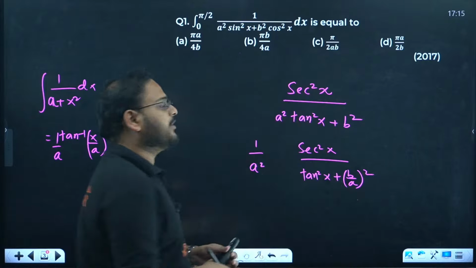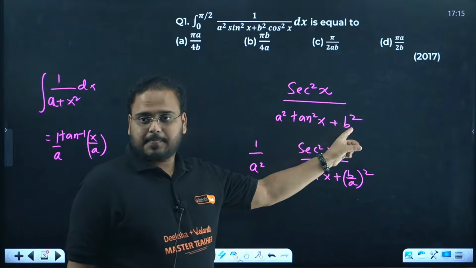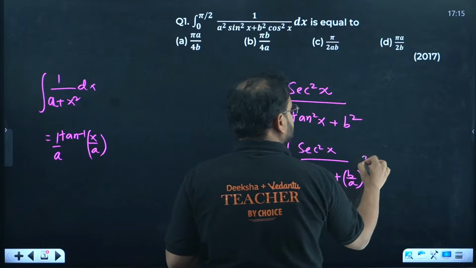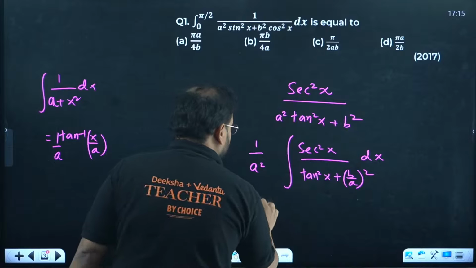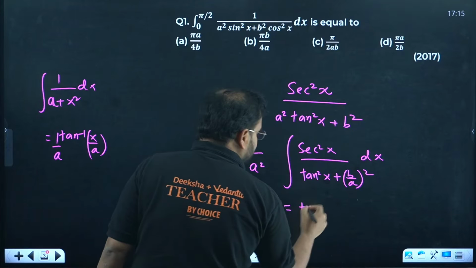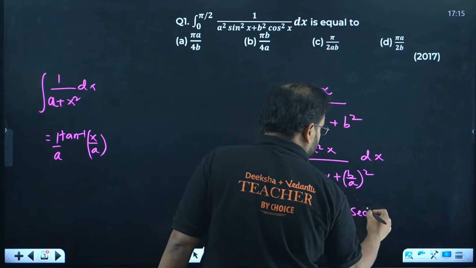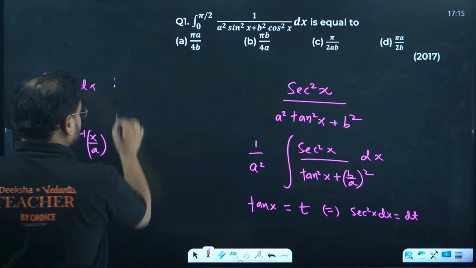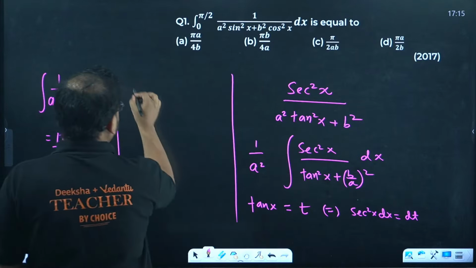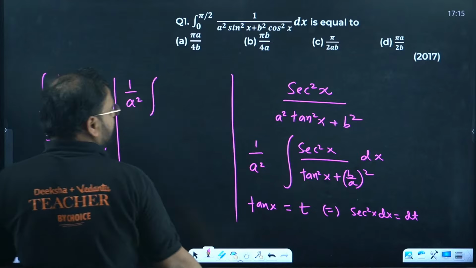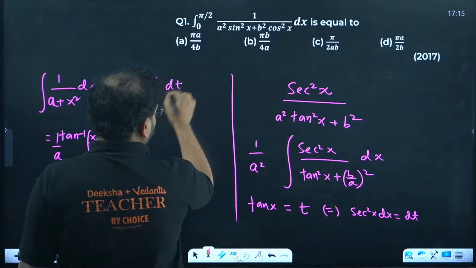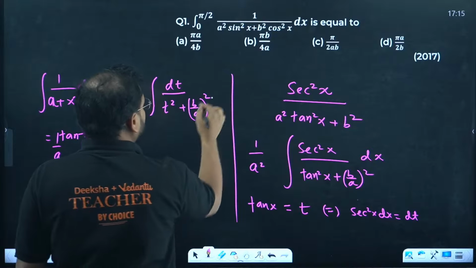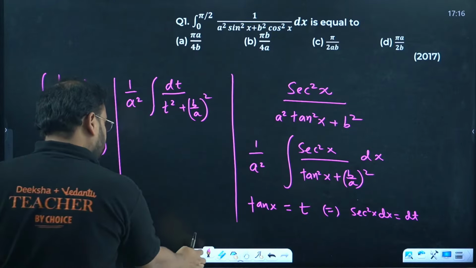How come, sir? Because if you take a square common, you take it from both the terms. Over here we don't have a square, so we're going to divide by that and then simply write this as dx. Substitution is tan x equals t. Derivative will be secant square x dx as dt. So the transformation is a very simple one. 1 by a square, dt upon t square plus b by a the whole square. We'll check the limit later. And what about change of limits? That also we can do.